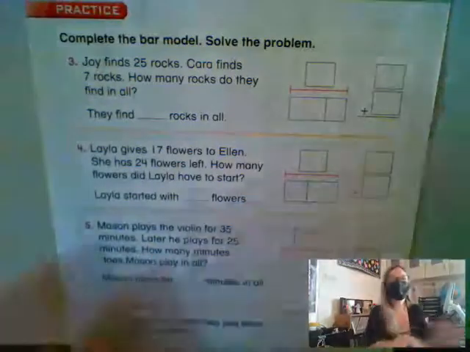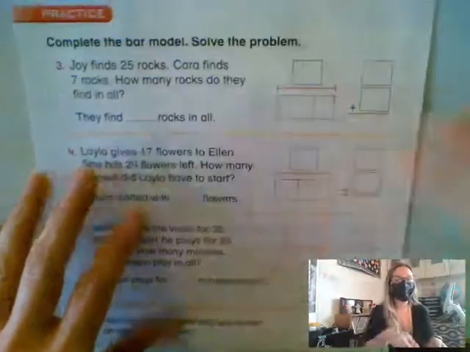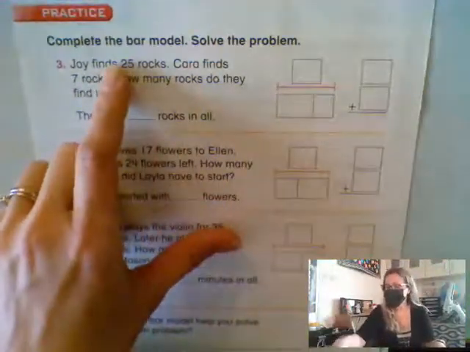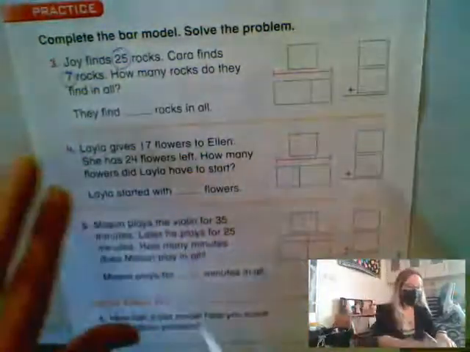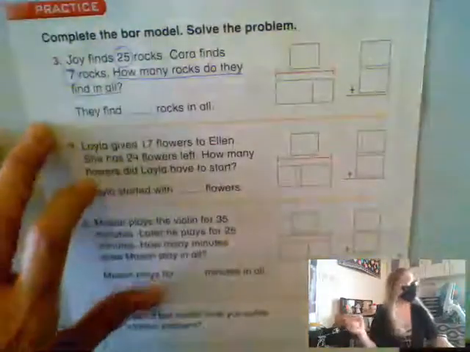Okay, so let's turn to the next page now. We just finished up that one. If we turn to the top of the next page, we're talking about Joy. It says Joy finds 25 rocks. So would everyone please circle 25? Kara finds 7 rocks. Would everyone circle 7? How many rocks do they find in all?